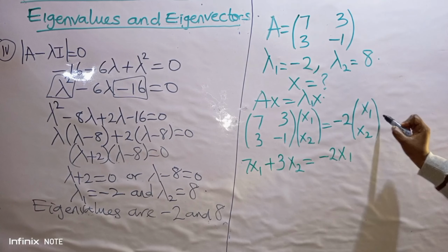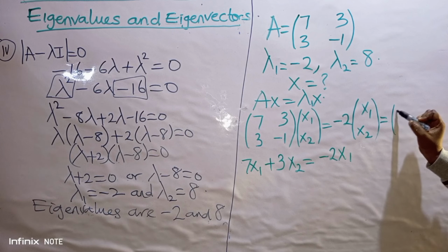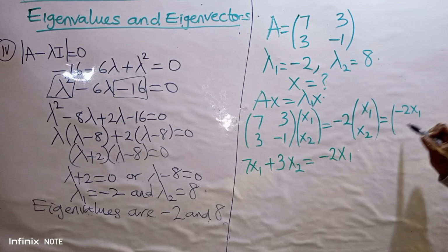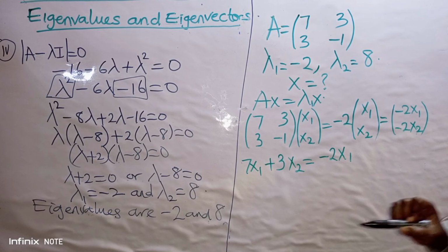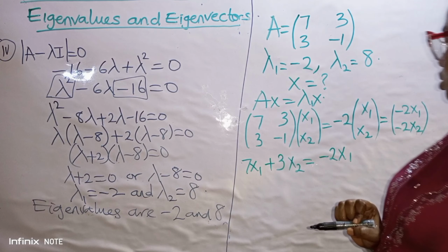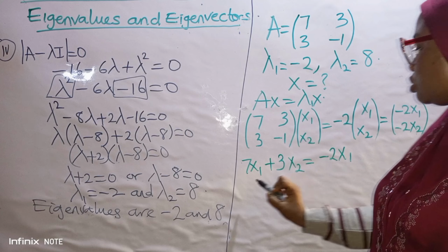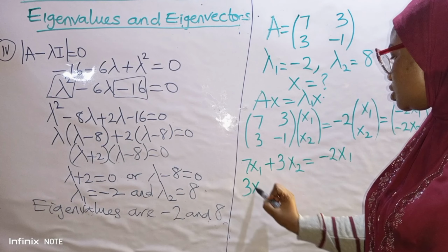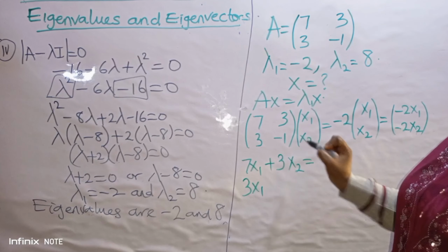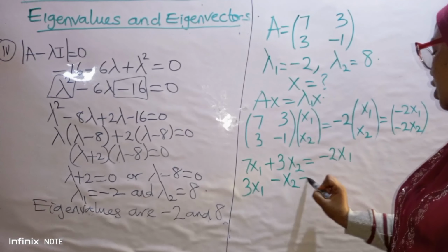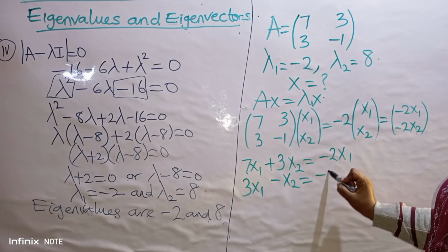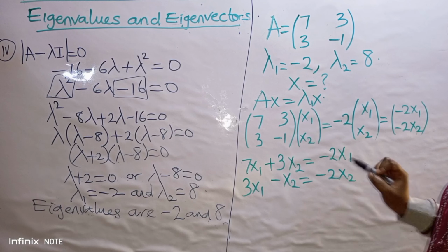So here, maybe we do this one first. It will be minus 2x1 minus 2x2. So let's do for this one: 3 multiplied by x1, 3x1, minus 1 multiplied by x2, minus x2, is equal to minus 2x2.